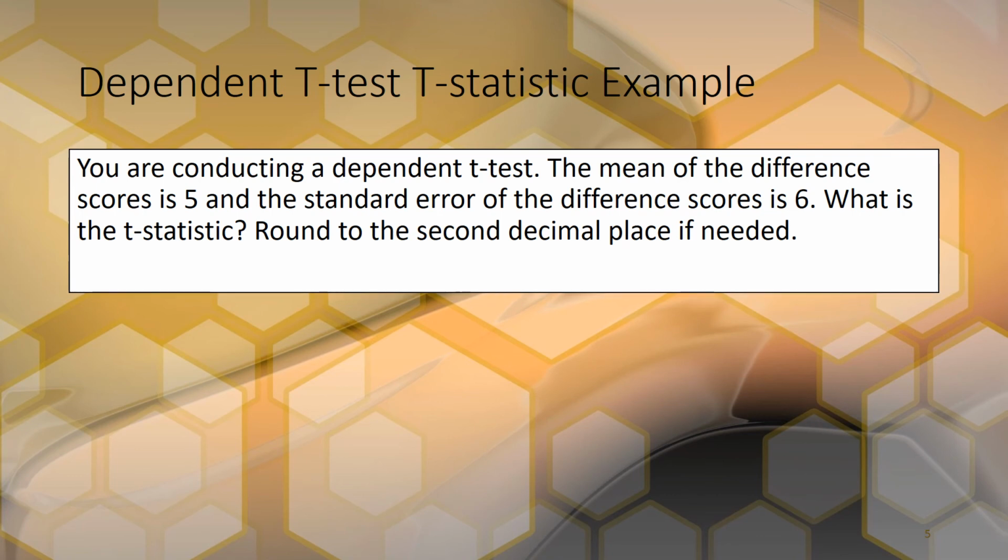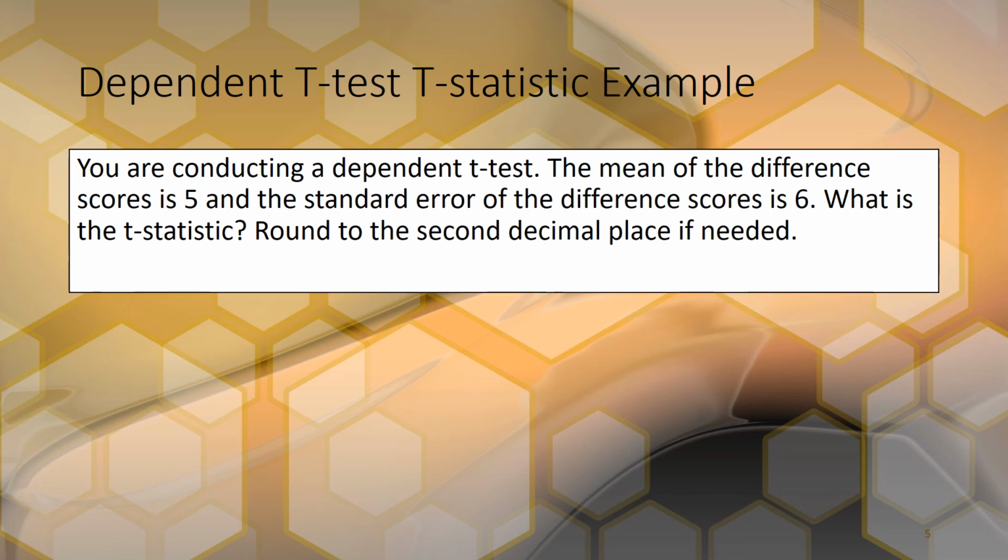Right here is a dependent T statistic example. So say you're conducting a dependent t-test. The mean of the difference scores, so that new column that you would have made, is 5. And the standard error of the difference scores is 6. What is the T statistic? Round to the second decimal place if needed.